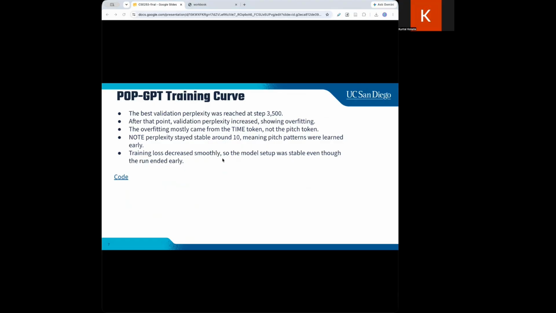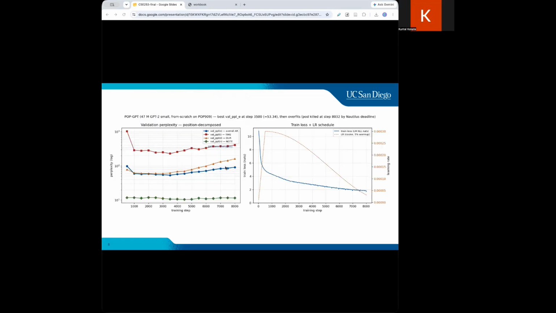This slide gives the interpretation for the training curve. The best validation perplexity was at step 3500. After that point, validation perplexity began climbing, overfitting. The important detail is that the overfitting lived almost entirely in the time token, not the note token. If we see here, the best validation perplexity was at step 3500, something around here, and after that point it began climbing and overfitting.